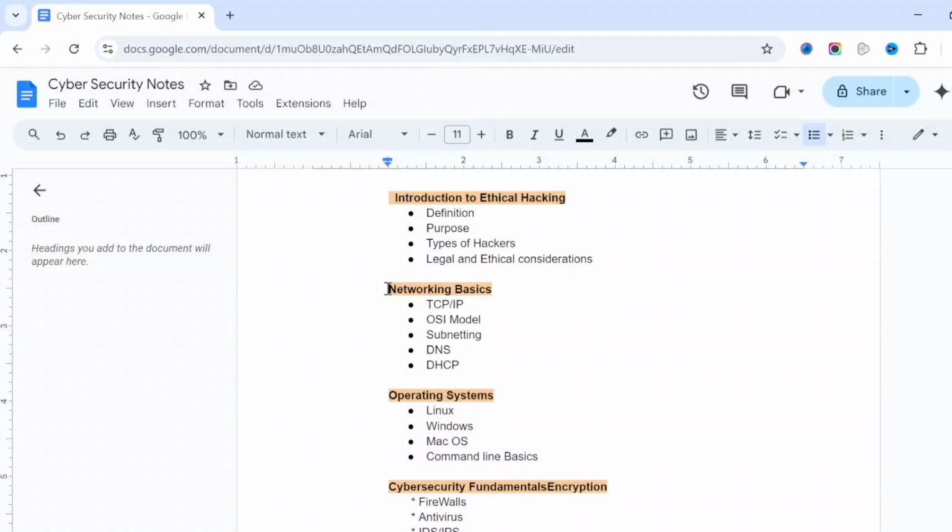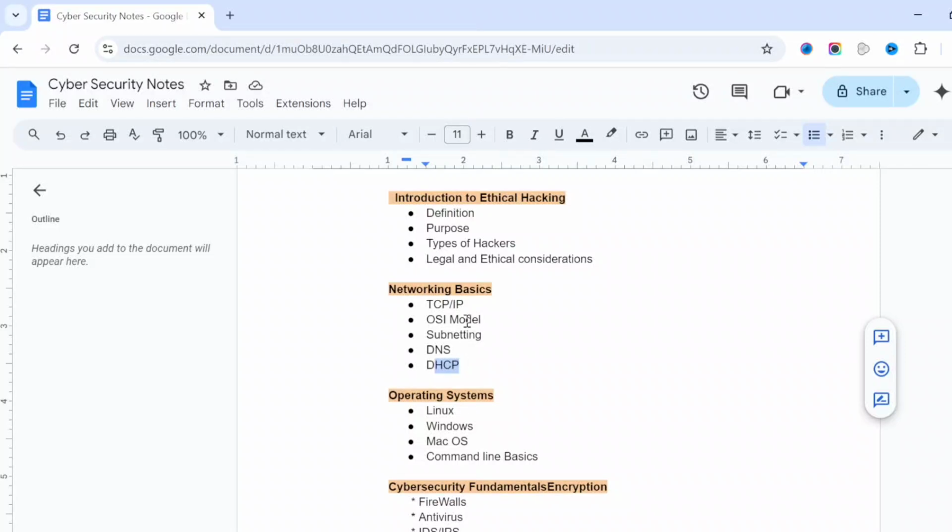After this first concept we are moving into the networking basics concepts. What are the different types of networks, and what are the different protocols we have, like TCP/IP and the OSI model, subnetting, DNS, DHCP. So these are the topics to be covered in the networking basics concepts.